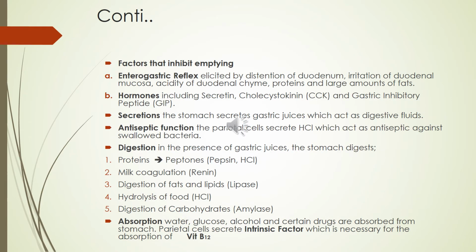Okay, in the previous slide we learned about the factors which ensure gastric emptying. And here we come to the factors that inhibit the emptying, which just stir the content for a long period of time in the stomach instead of passing that food content to the small intestine. So it includes the enterogastric reflex, which is elicited by distension of the duodenum and irritation of the duodenal mucosa. It's all about your small intestine.